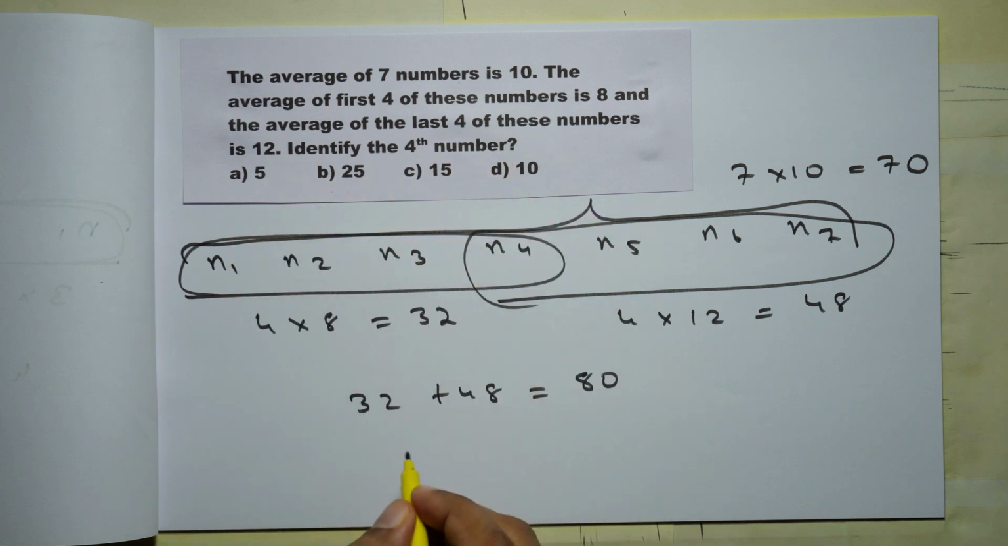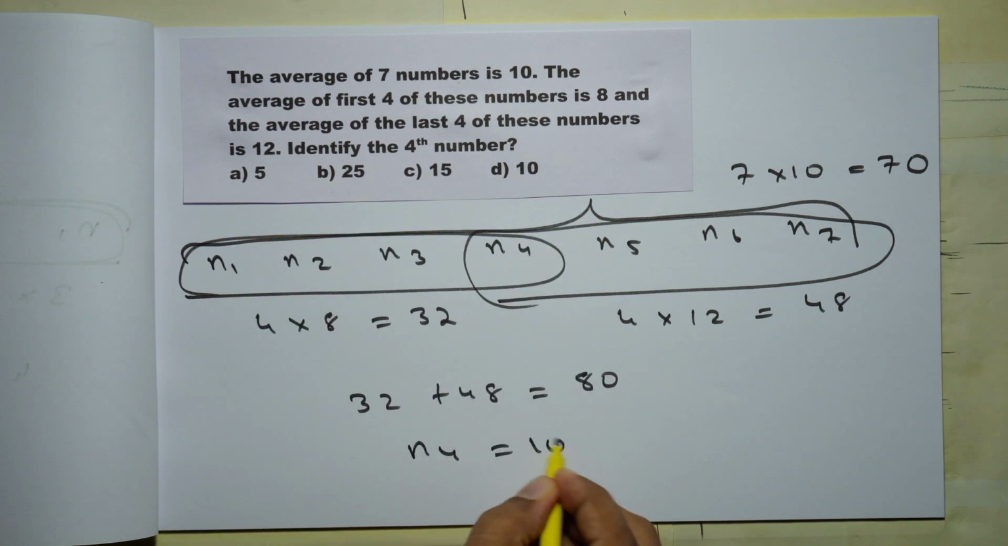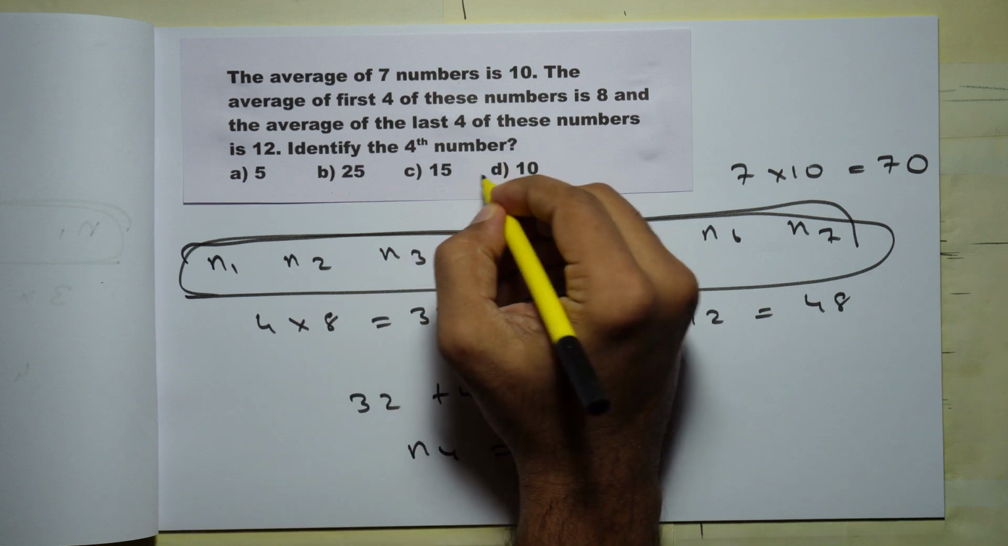So identify the fourth number. The fourth number n4 has to be 10. So option D, 10.